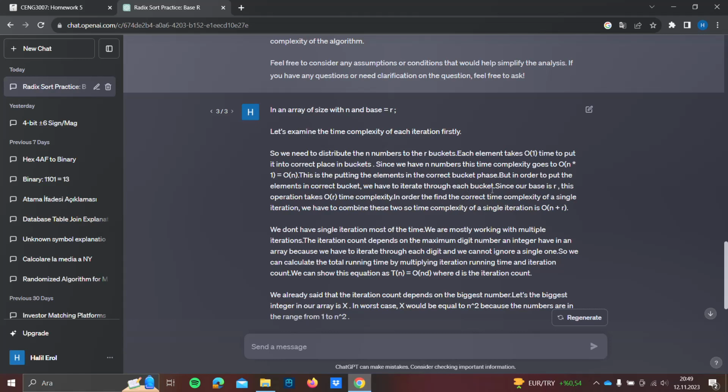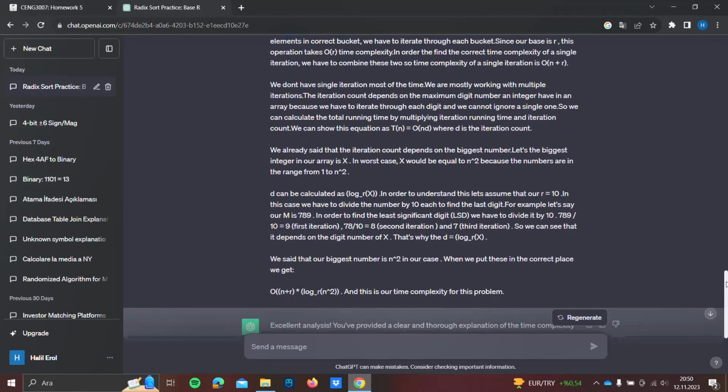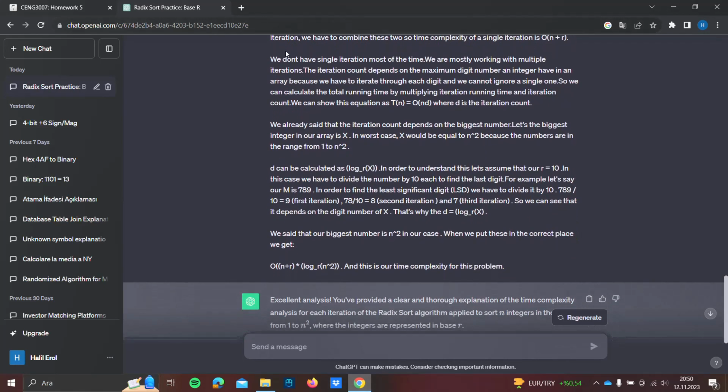In order to find the correct time complexity of a single iteration, we have to combine these two time complexities, which is O(r), which is finding the correct bucket, and O(n), which is putting the elements in the correct bucket. So the time complexity of a single iteration is n plus r. We don't have a single iteration most of the time. We are mostly working with multiple iterations, as I said.